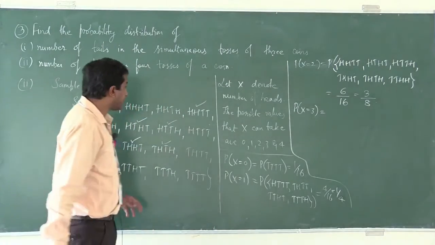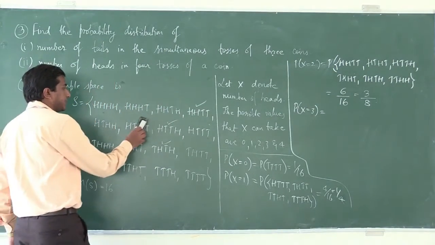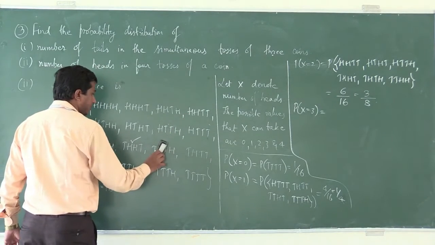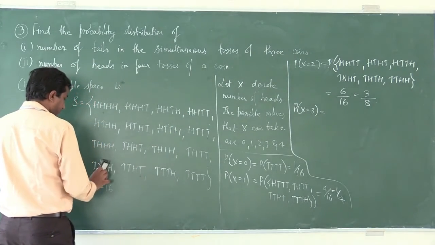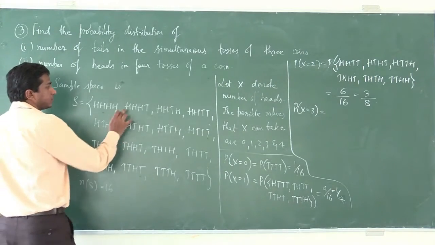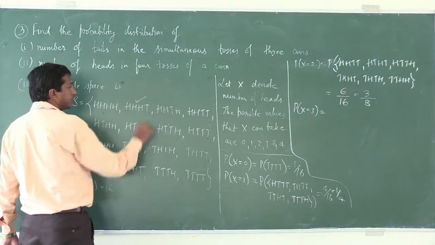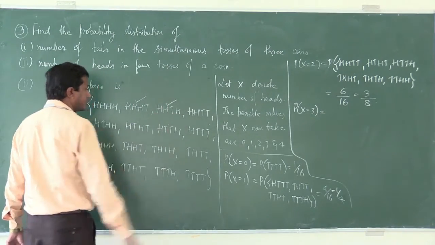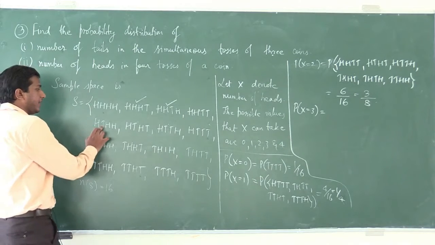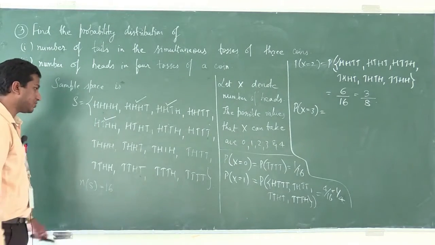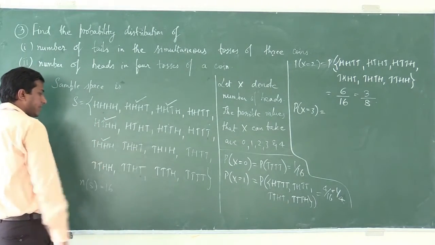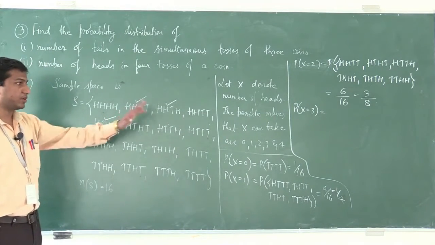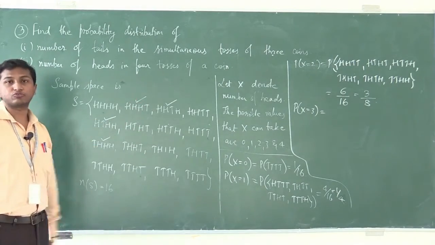When do we have 3 heads? We'll have to see that here. Again, probability where we have 3 heads. Looking here, you have HHHT. This is 1. Then we have HHTH. Then we have HTHH. Then we have THHH. So these are the 4 outcomes wherein we have exactly 3 heads.